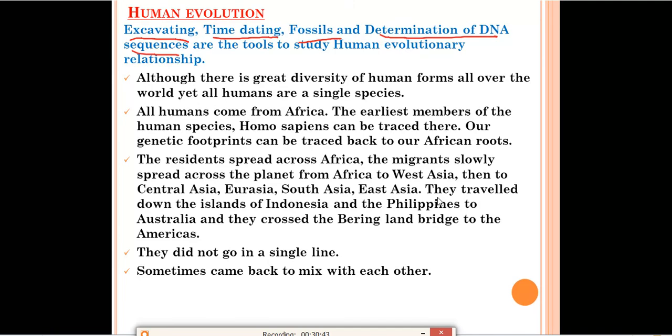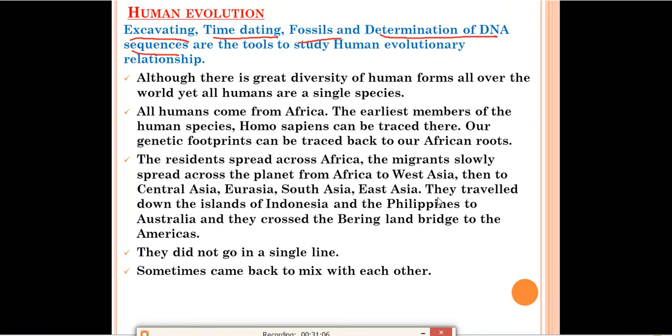Means in our world there are Chinese, and in South America different types of people are there, in North America different types of people, in India different types of people, in Africa different types of people. But all human beings are a single species, means all of us have arrived from the same species, that is Homo sapiens.